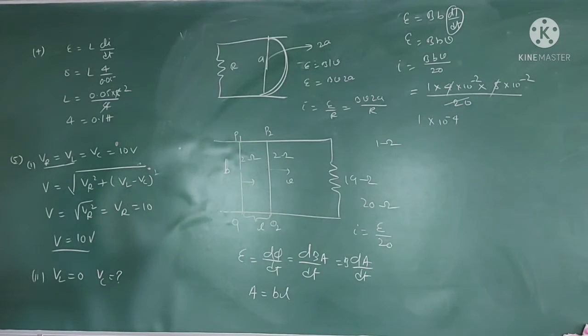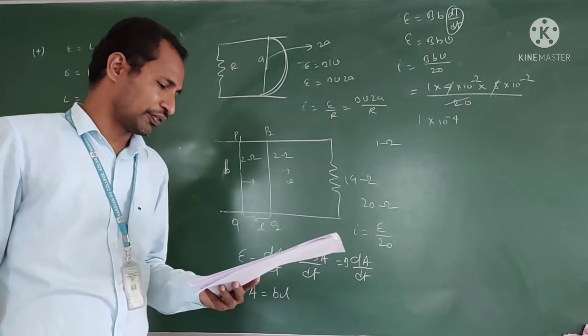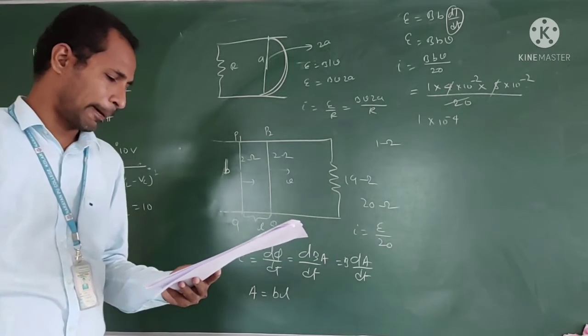Next, the 12th one. In this given figure, if the magnetic field increases with time, then the pattern of induced electric field lines will be. This is our material question only. Anti-clockwise, concentric circular field lines in the plane of the paper.